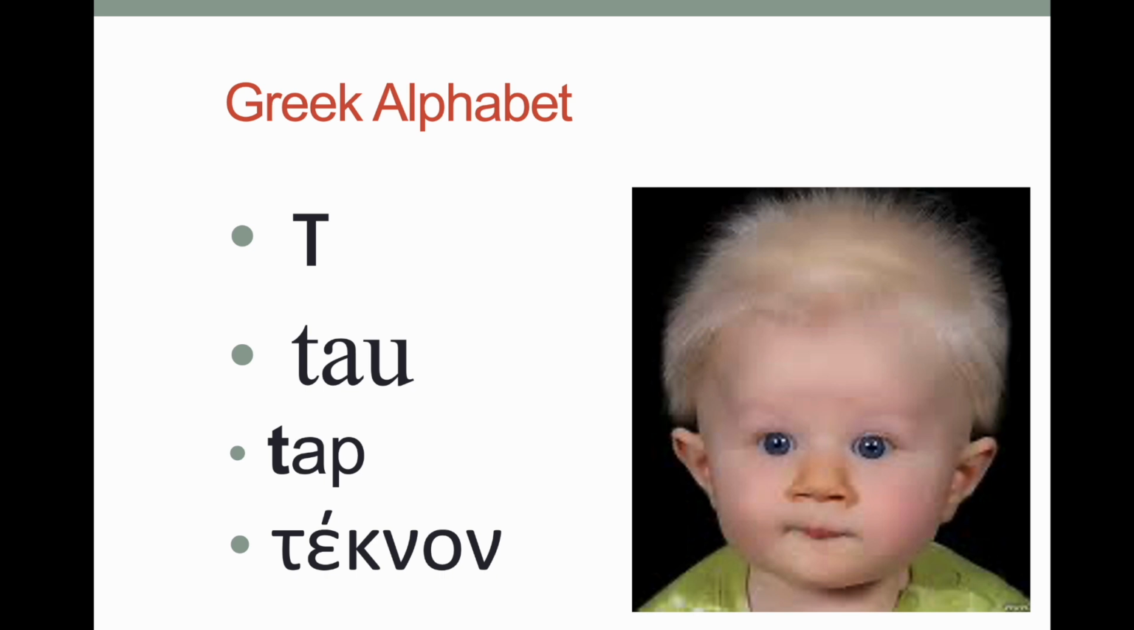The next letter is a tau. A tau makes a T sound, like you would find in the word tap. And the example I have there is the word for child, teknon, teknon.